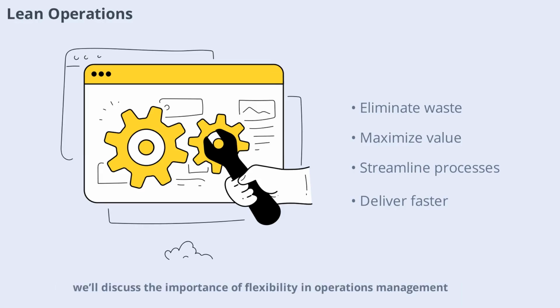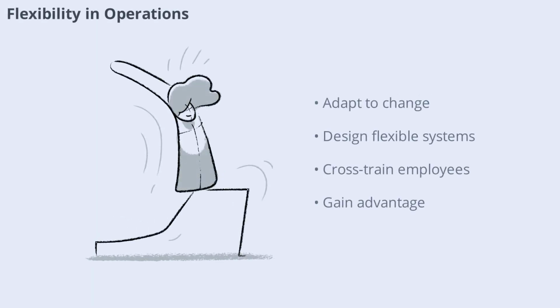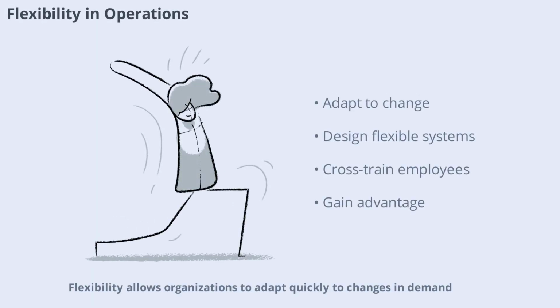Next, we'll discuss the importance of flexibility in operations management. Flexibility allows organizations to adapt quickly to changes in demand, technology, or market conditions. Operations managers design flexible processes and systems that can handle variations without sacrificing efficiency.